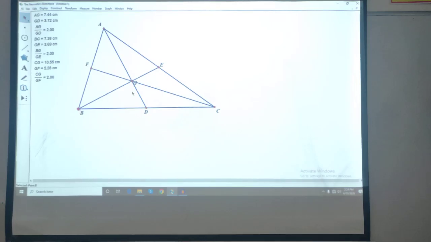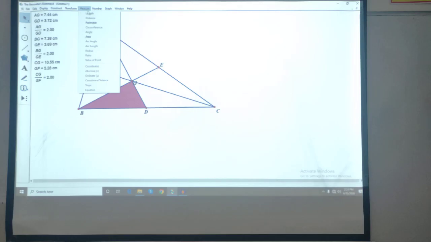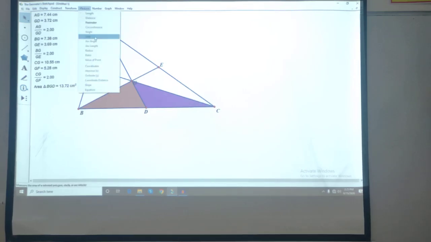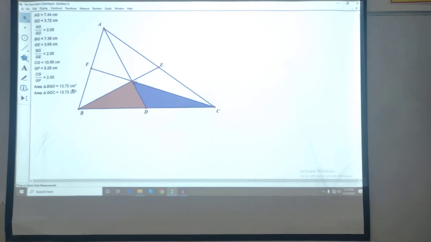If I select these points B, G, D and take their triangle interior, and I have to calculate its area, I just select this area, go to measure and find its area. It comes out to be 13.72 centimeter square. I want to tell you that all the 6 triangles have equal areas. If you want to verify, I just select C, G, D, go to construct, making its triangle interior. If I want to calculate the area, I can calculate it as well. This is 13.72 centimeter square. Again, the area is the same.